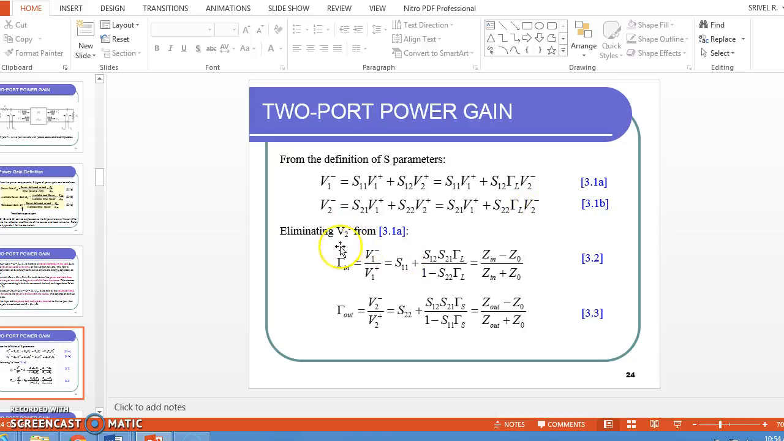So by eliminating V2 minus from equation 3.1a, then we will have S11 plus S12 S21 reflection coefficient L divided by 1 minus S22 into reflection coefficient L. So this can be simplified as Zin minus Z0 divided by Zin plus Z0. So this is the input reflection coefficient. Then the output reflection coefficient is the same as this part, so Zout minus Z0 divided by Zout plus Z0.